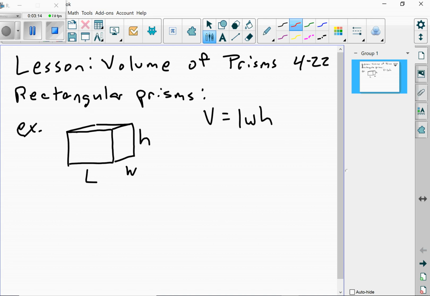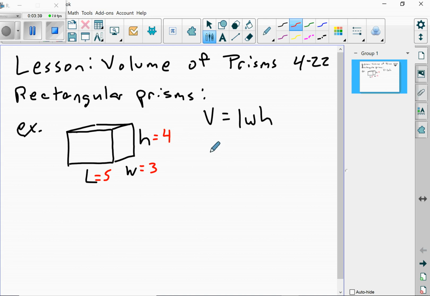So for this problem, let me give you some dimensions. Let's say that the length on the bottom equals maybe 5. The width on the bottom equals 3. And we'll say the height equals 4. Meters, inches, miles, yards, whatever units they give you. So this is going to be a calculator problem. Have your calculator beside you when you're working these problems. If you don't have it, you may want to grab it real fast.